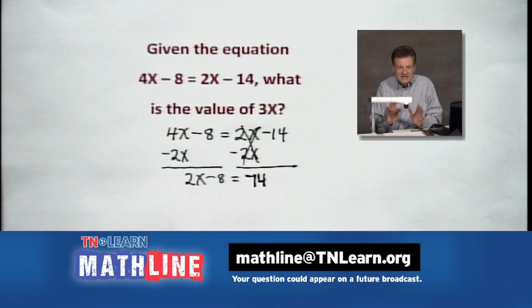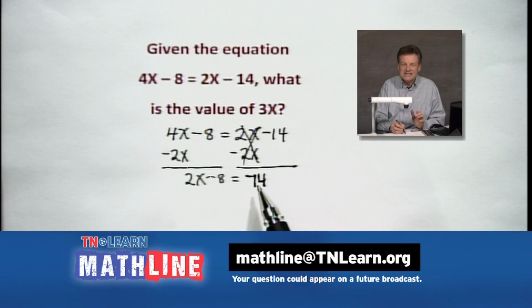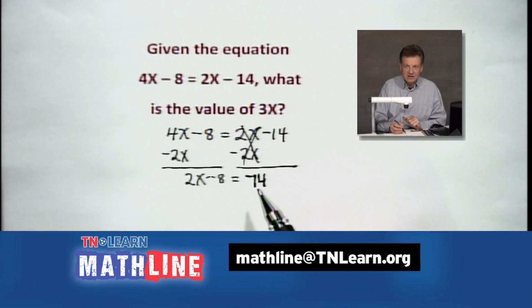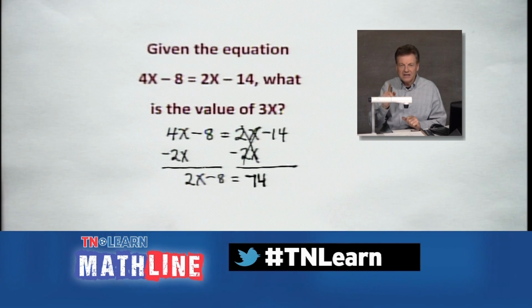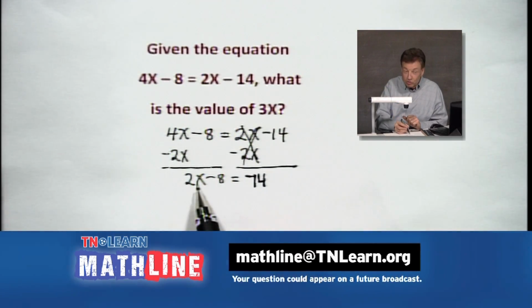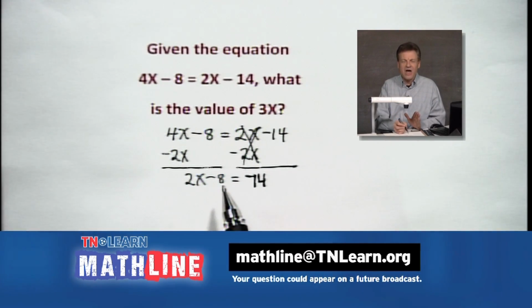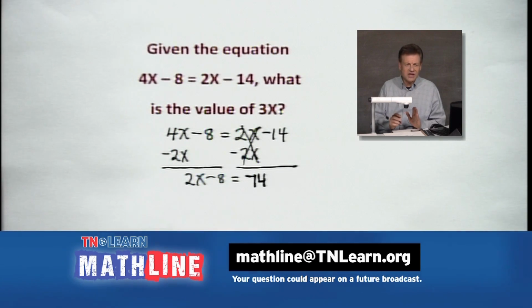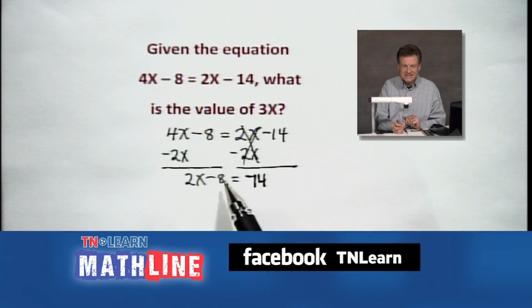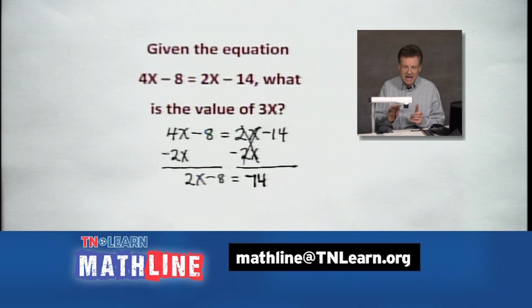Now, I've got this minus 8 over here that I would like to send back over with the negative 14. Now, let me caution you on something, my friends. Don't do it. Don't do 2 minus 8 and say, oh, that's negative 6x. No, you can't do that. These are not like terms, so they've got to stay as they are. You can't combine them in any way.